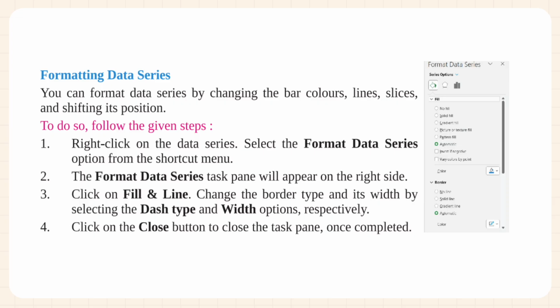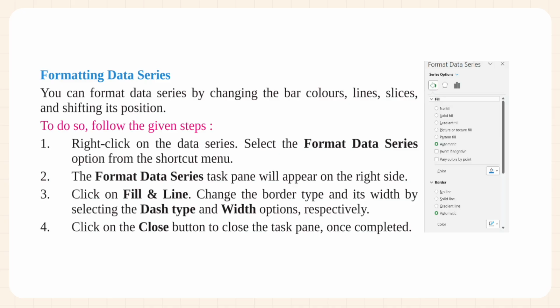Formatting data series. You can format data series by changing the bar colors, lines, slices, and shifting its position. To do so, follow the given steps. 1. Right-click on the data series. Select the Format Data Series option from the shortcut menu.